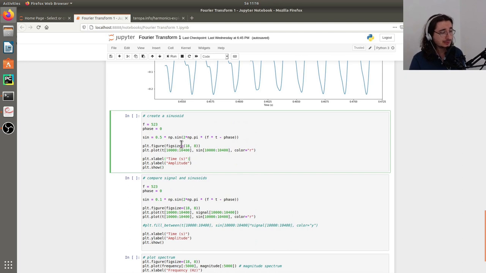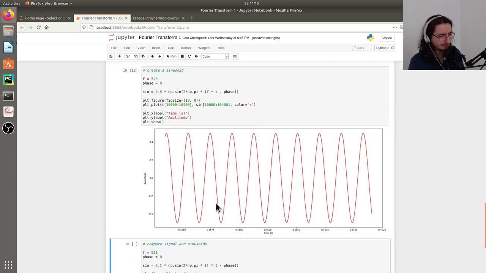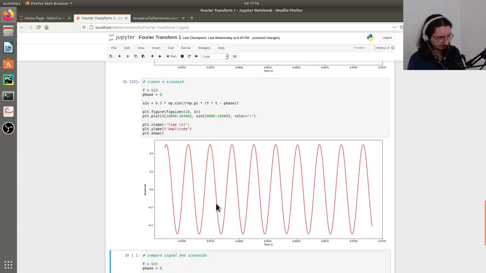So the thing we want to do here is create a sinusoid. Here I'll put the frequency equal to 523, which is our fundamental frequency. For the time being, we'll have a phase of zero. And here we have our function, our sine wave. Then I'm going to plot that once again between 10,000 samples and 10,400 samples, so just 400 samples, so that we can superimpose this on the original signal in a few minutes. Okay, so here we have our nice sinusoid at 523 hertz.